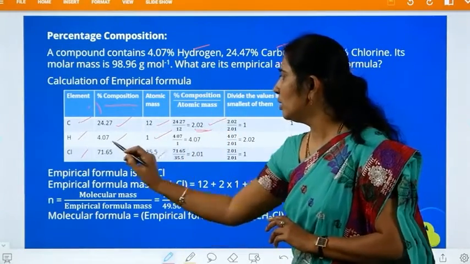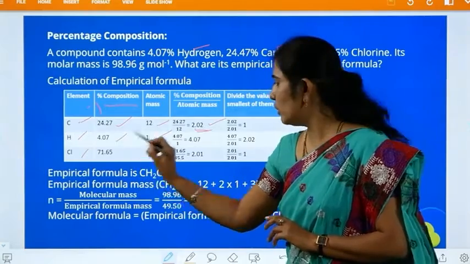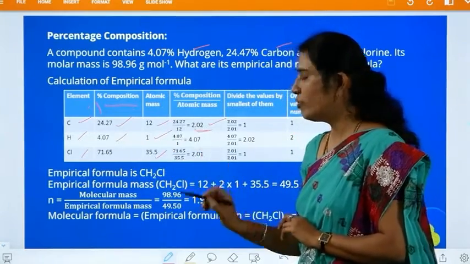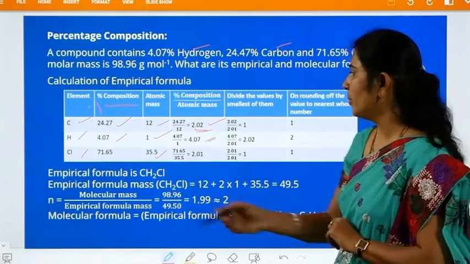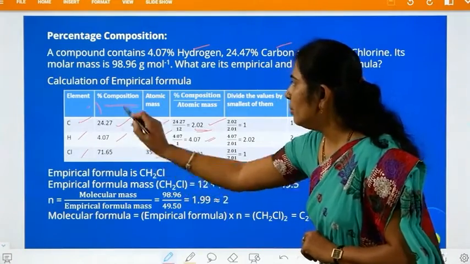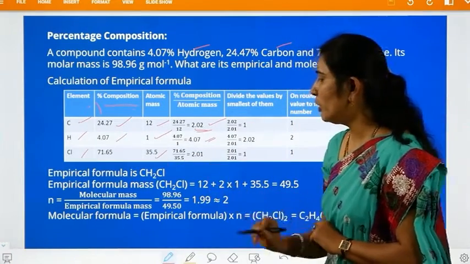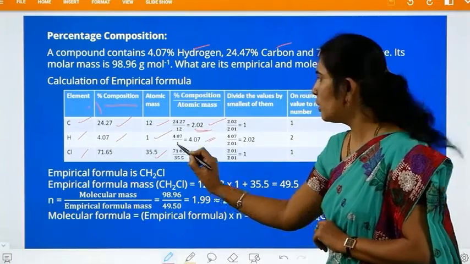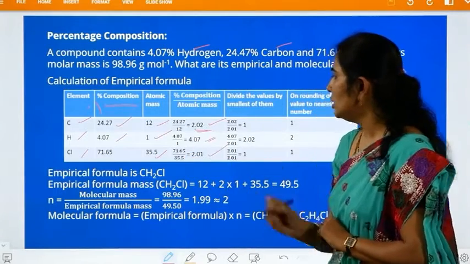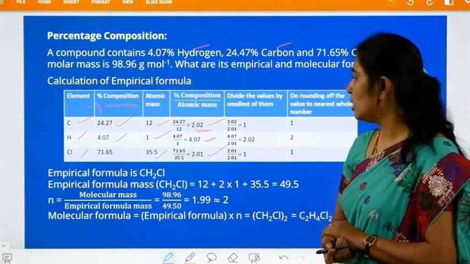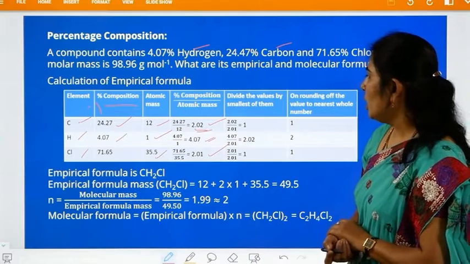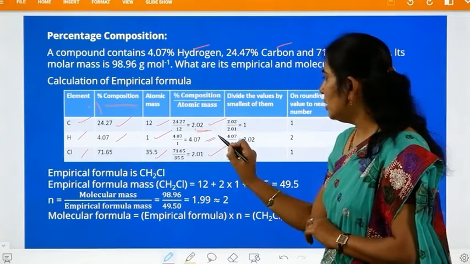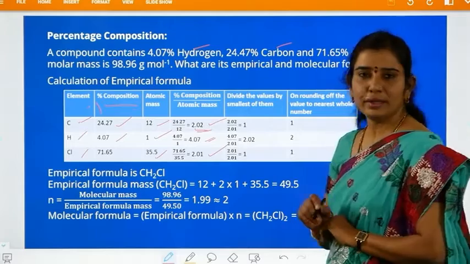Then hydrogen. Percentage composition is 4.07. What is the atomic mass? 1. So what is the ratio here? 4.07. Chlorine. See, percentage composition is 71.65 divided by atomic mass 35.5. So thereby the ratio is 2.01. Now, what you have to do? You have to divide these values by the smallest number.